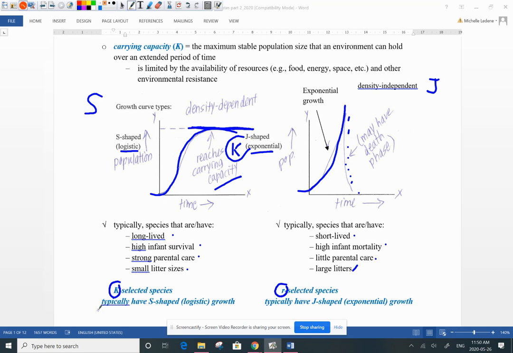Now, I say these are typical. You might find exceptions to these rules, but in general, a K-selected species, like an elephant, is going to have an S-shaped curve, whereas an R-selected species, something like a fruit fly, is going to have a J-shaped population curve.